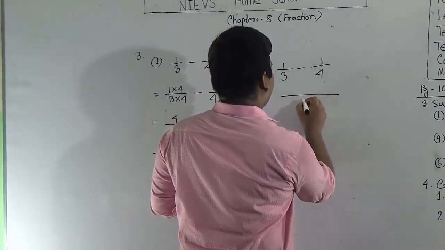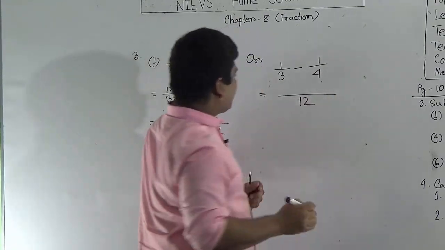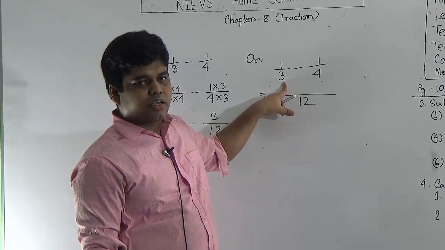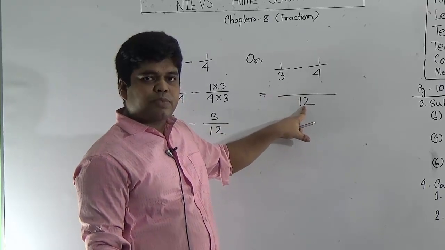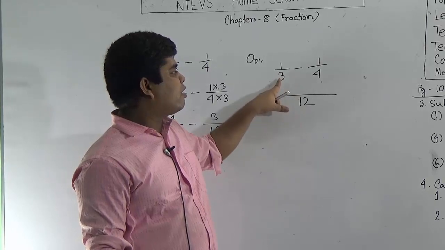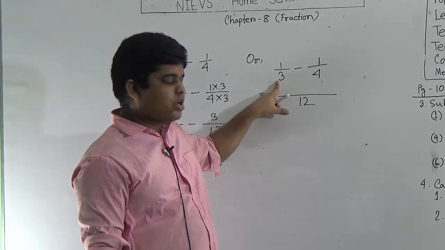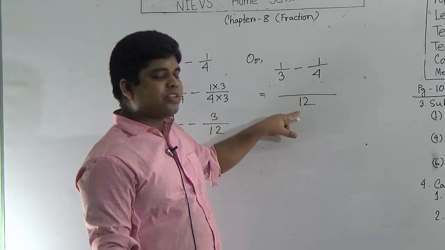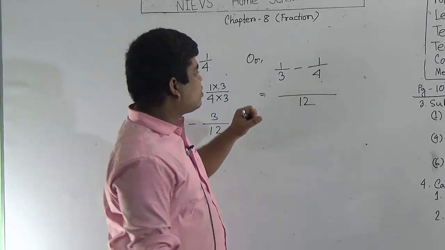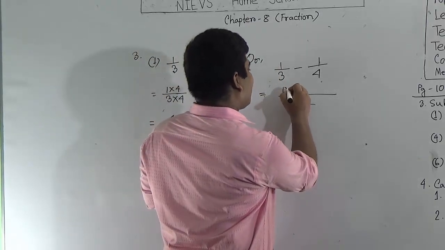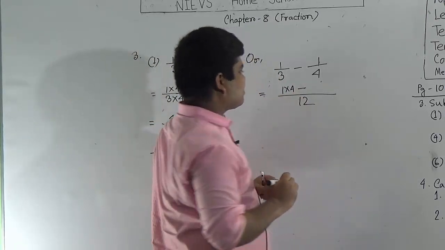We have already found it. Now we divide this 12, that means the LCM, by the denominator of the first fraction. Here the denominator of the first fraction is 3. So if we divide 12 by 3, then we get 4. So this 4 is multiplied with this 1. So 1 multiplied by 4, minus.